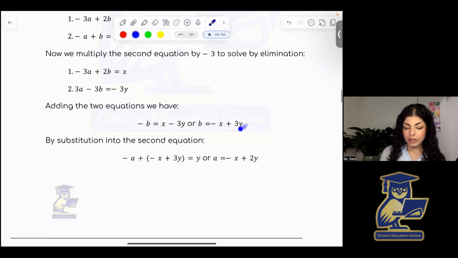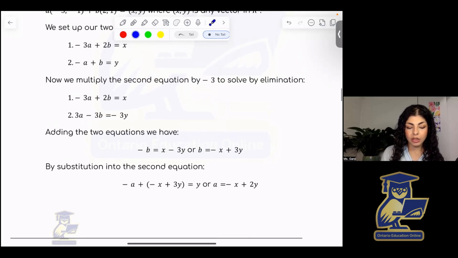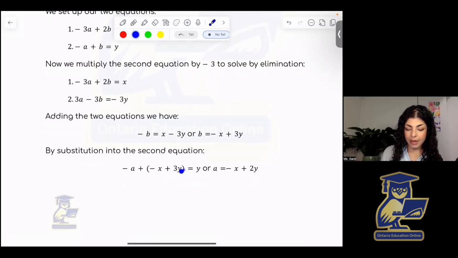Now, we will use this and one of these equations to find a. And what I'm going to do is use the original equation here, -a plus b is equal to y. So -a plus now that b, which is using x and y, is equal to y. And I'm just, again, rearranging to get a term for a.